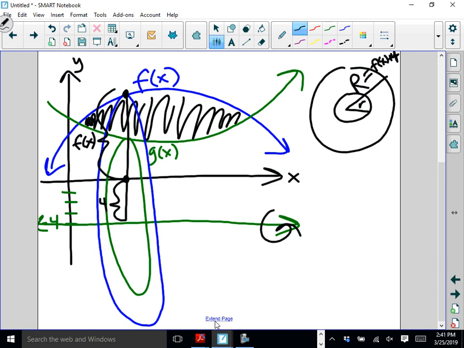The little radius, again, is this whole distance. This part right here is g of x. This part right here, once again, is 4. So the whole length of this line, by the segment addition postulate from geometry, is g of x plus 4.